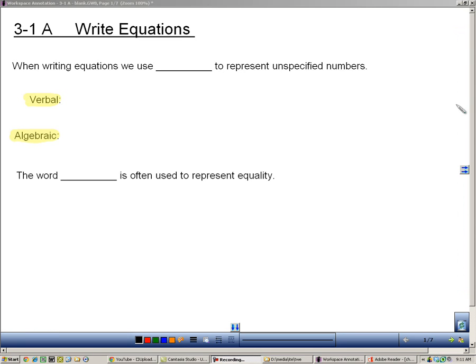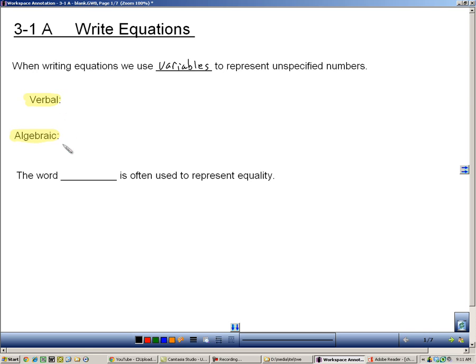Section 3.1a is about writing equations. We're going to get some background out of the way by looking at a couple things here. When writing equations, we use variables to represent unspecified numbers. So one of the things that we're going to do when we write equations is look at the variables that we use.